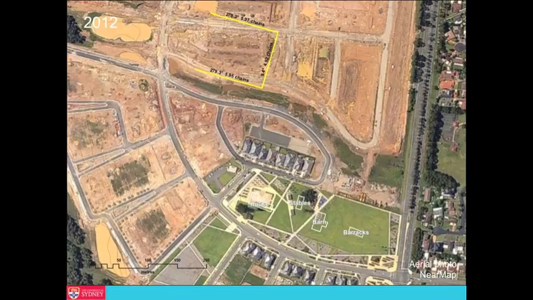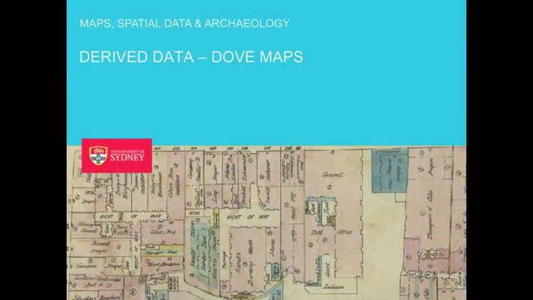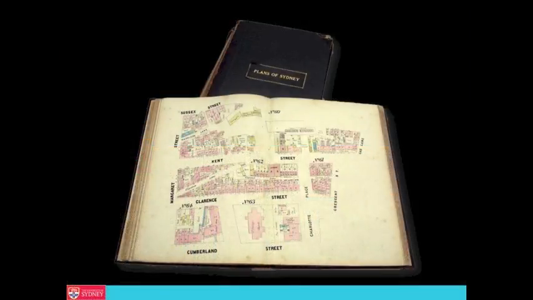So once we have this kind of data, what do we do with it? There are a number of things we can do, but one of the most obvious ones is to take the data contained in these historic documents, once we're satisfied we understand how to use them, and do other things with them. And here's an example, again, one which you're probably all familiar with, H. Percy Dove's Fire Insurance Plans of Sydney.